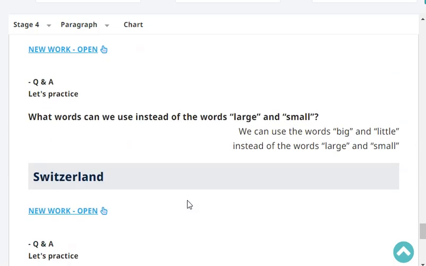Well, what words can we use instead of the words large and small? We can use the words big and little instead of the words large and small. Very good.